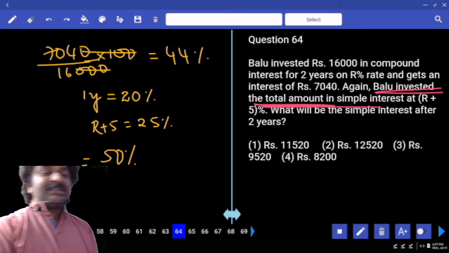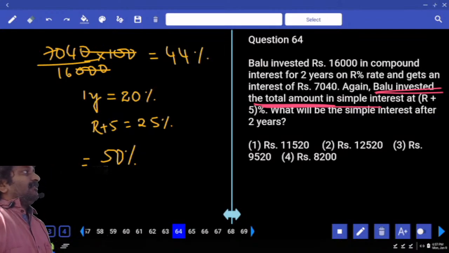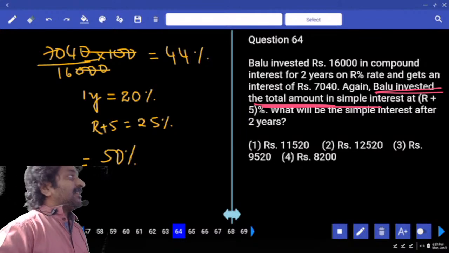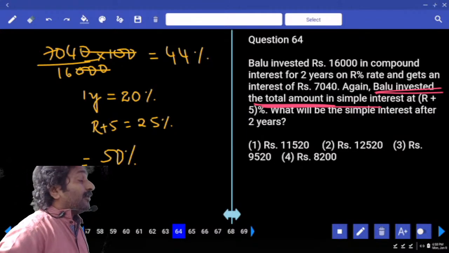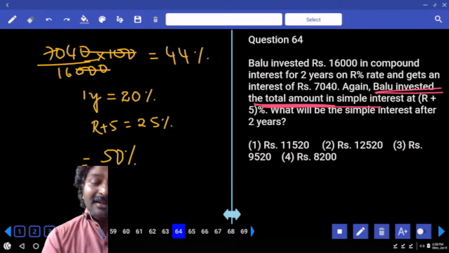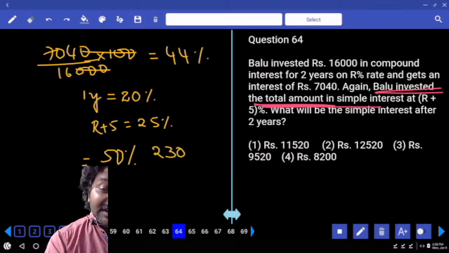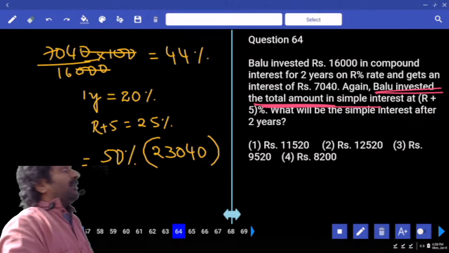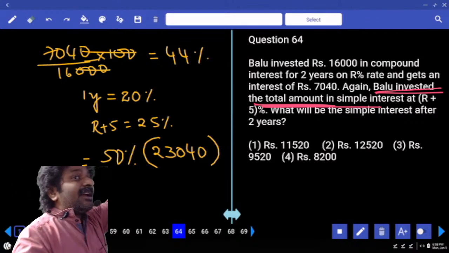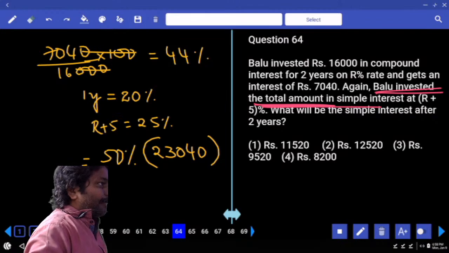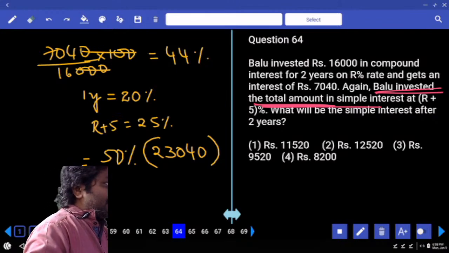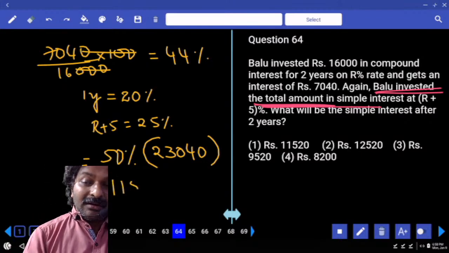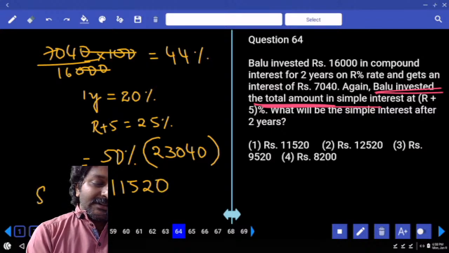Now here, Balu invested the total amount. How much is invested in first scheme? 16,000. And how much interest we are getting? 7040. How much amount are we getting back? 23,040. This 23,040 is now invested in another scheme. Here it is calculated simple interest at the rate of R plus 5%, which is 25%. For 2 years, interest is 50%. This value is equal to 11520. This is simple interest.